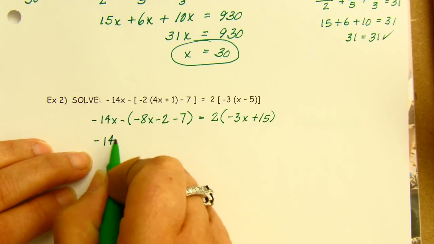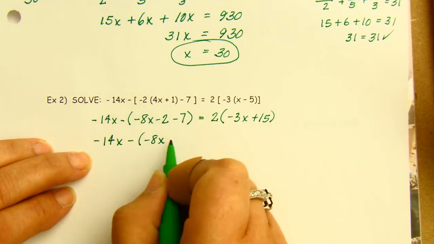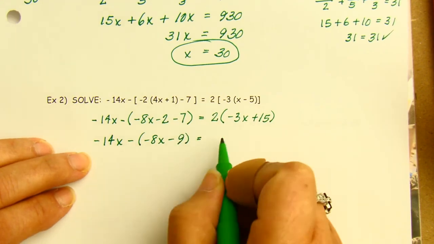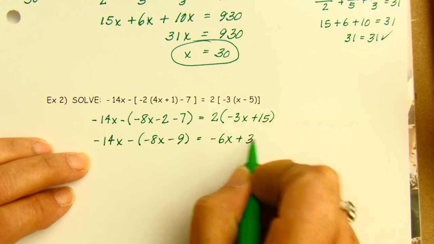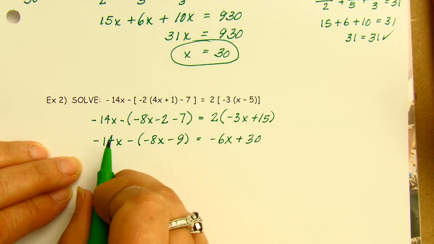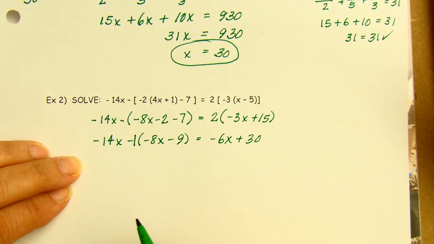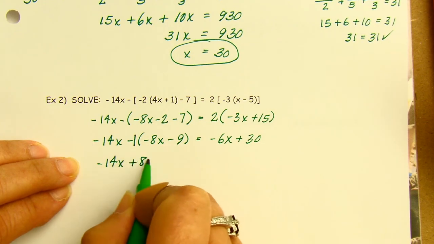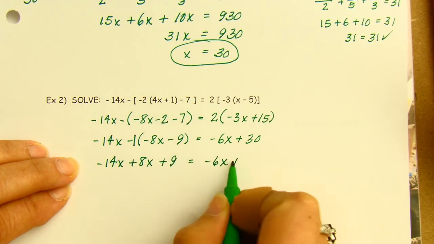Negative 14x, subtract negative 8x, negative 2 subtract 7 is negative 9, equals, over here I can just fully distribute because I don't have like terms to combine here. Negative 6x plus 30. Okay, now here I'm only distributing a negative, so be careful. Don't be trying to multiply the 14 here. It's the negative. It's really a negative 1 that gets distributed. Negative 14x, add 8x, add 9. Equals negative 6x plus 30.